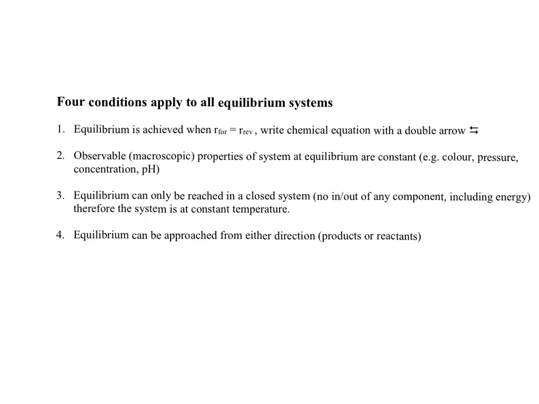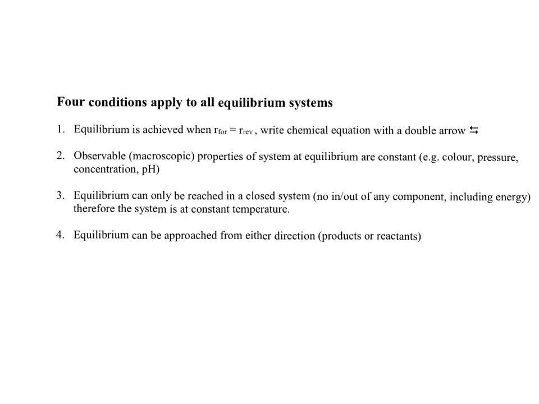So these are rules. So equilibrium is achieved when the rate of your forward reaction equals the rate of your reverse reaction. And that's when we write it as a double arrow. So if a chemical reaction can be reversible, we will start putting in the double arrows. Observable properties of the system at equilibrium are constant. You don't see a change in color, you don't see a change in pressure or concentration or pH. It's like the reaction has stopped. It hasn't. It's just the rates are happening at the same time.